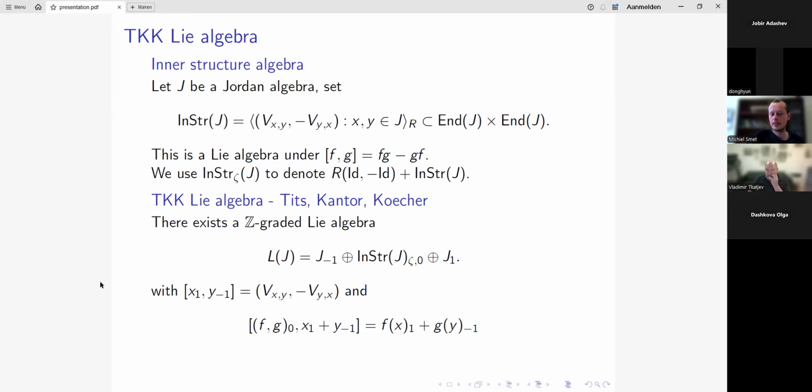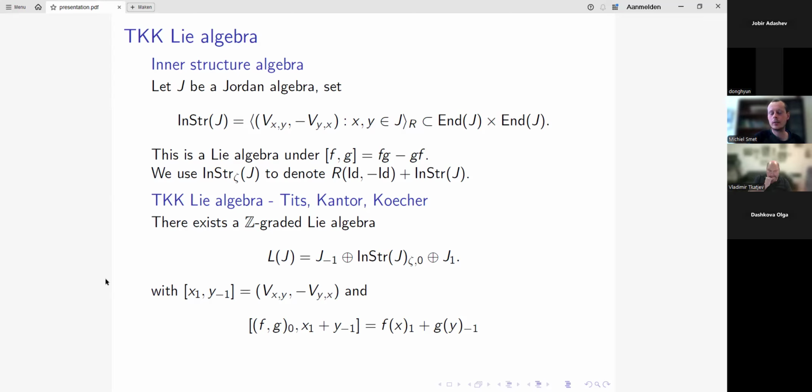So the Tits-Kantor-Koecher Lie algebra, the TKK Lie algebra, is named after a certain construction of a Z-graded Lie algebra from a certain object, and that you can apply to a Jordan algebra. So you have a Z-graded Lie algebra. The 1 graded component and the -1 graded component are copies of your Jordan algebra, while the 0 graded component is your inner structure algebra. And if you want, you can add the grading element.